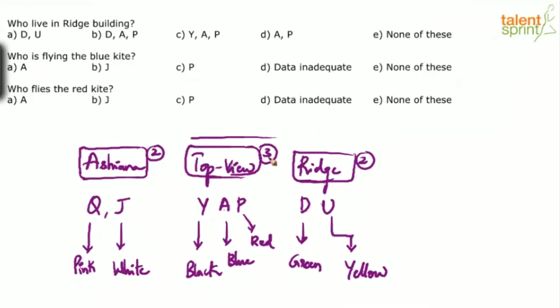So who lives in Ridge building? D and U, option A. Who is flying the blue kite? A is flying the blue kite. Again, option A. Who flies the red kite? Who is flying the red kite? P, option C. Right?